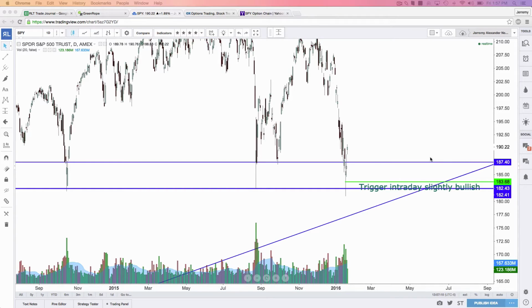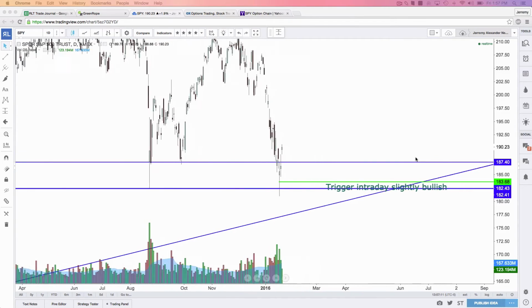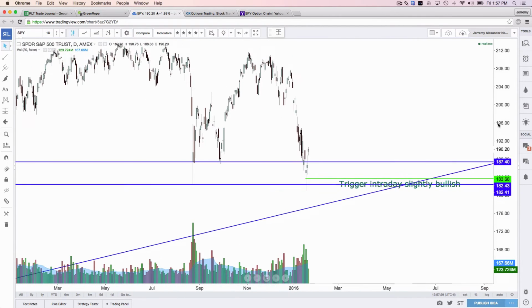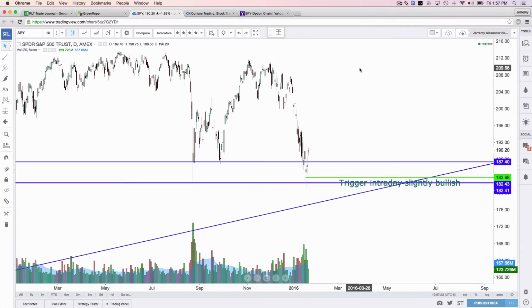So let me reiterate this really quickly. If you're interested in trading options, you do not ever need to actually trade the stock if you don't want to. You never have to touch shares in your entire life. You can literally just trade the option itself.